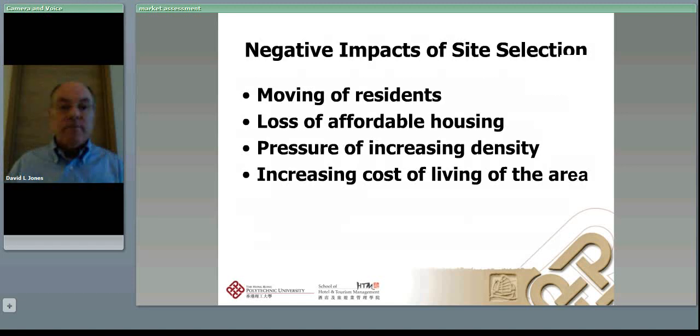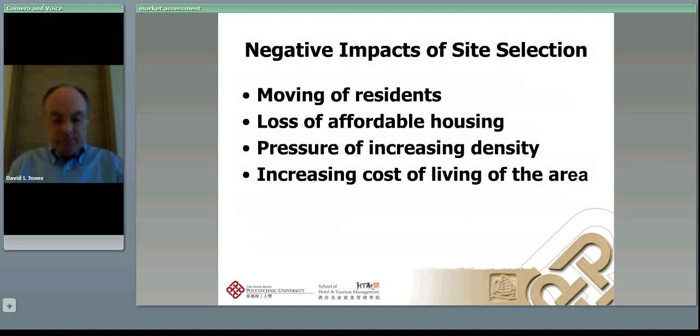Some of the negative impacts: well, we might be looking at moving residents, and this can be a problem. You think about the Hong Kong-Zhuhai-Macau Bridge, for example, what we've gone through here. Loss of affordable housing. We're tearing down that. Where are we going to put those people? Where are we going to relocate them? Pressure on increasing density, bringing more people to a downtown area that's already congested with traffic and so on. And increased cost of living in the area, which might mean that some people have to leave. They can't afford to live there anymore.